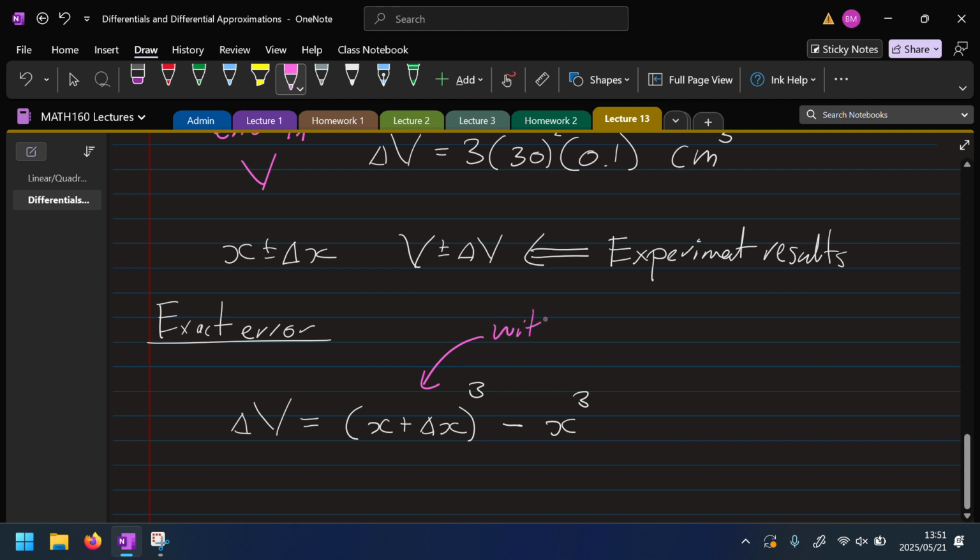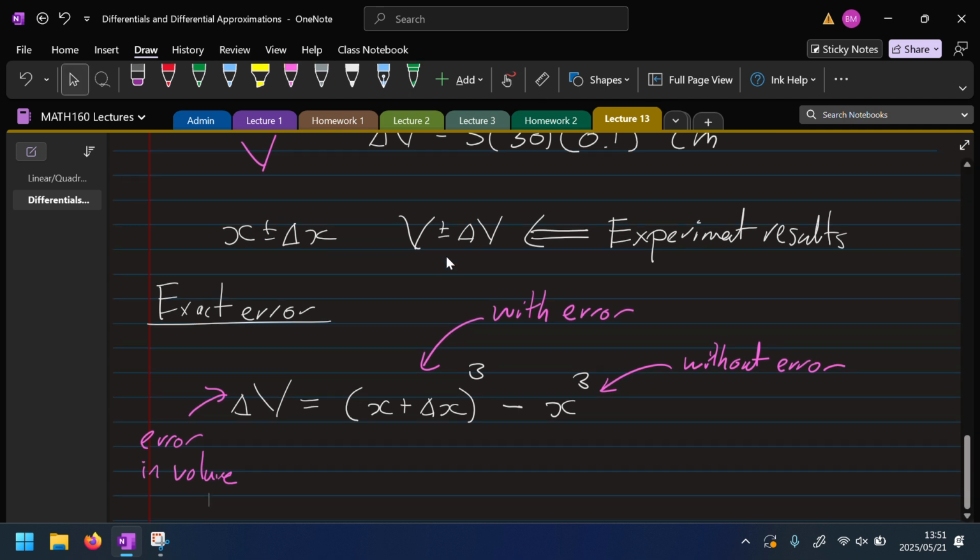Okay, so with error minus without error, that gives you the error in the volume. Because that difference will give you the error that you're looking for. Now this is not so bad. We can expand this out. Or you can just substitute the values, but let's expand it out first. I want to show you something with that. Then we'll substitute. You can just put in x, we know that's 30, delta x, we know that's 0.1. So you can do that.